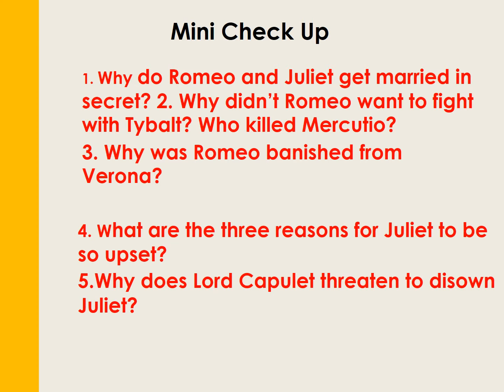Okay, mini checkup again. Try and write the answers to these questions. Apologies, they're not laid out very well, but why do Romeo and Juliet get married in secret? Why didn't Romeo want to fight with Tybalt? Who killed Mercutio? Why was Romeo banished from Verona? What are the 3 reasons for Juliet to be so upset? And why does Lord Capulet threaten to disown Juliet?